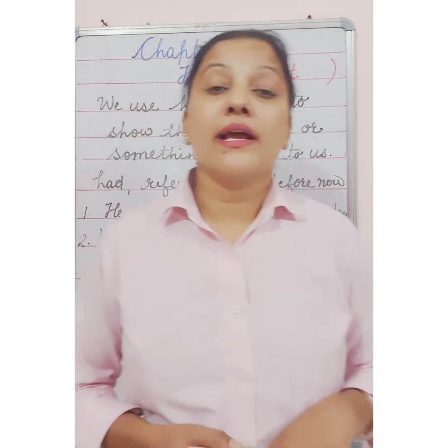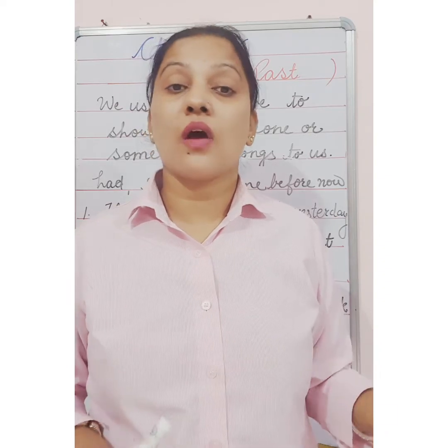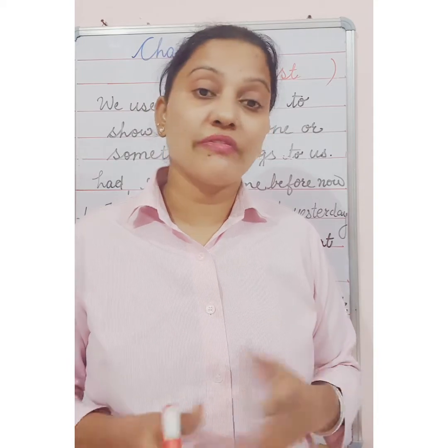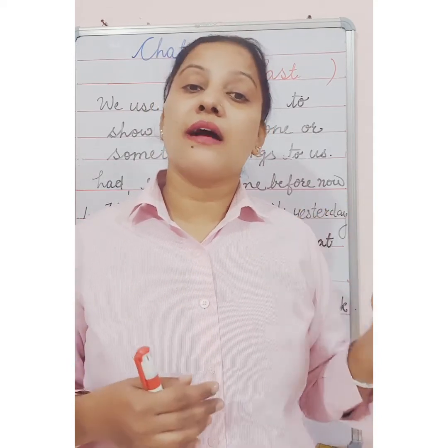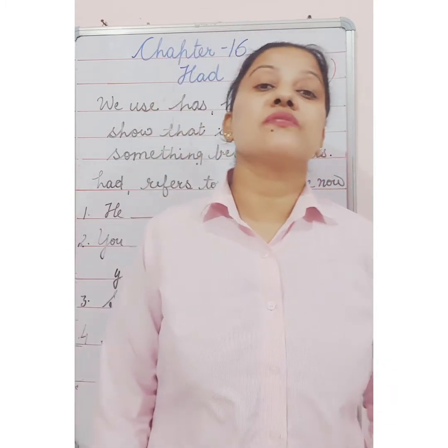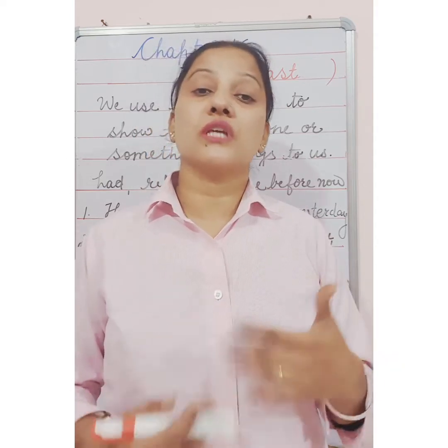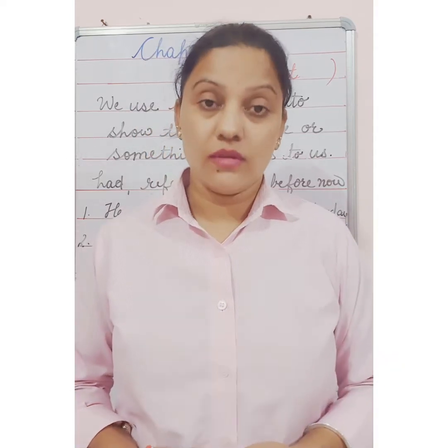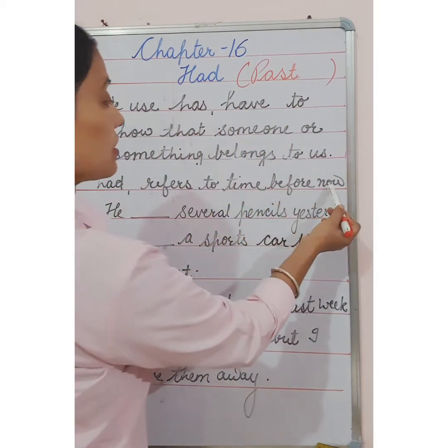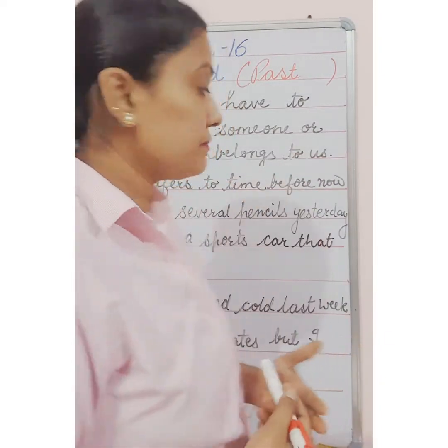Okay. I had a white dress last year, but now I have given it to my friend. Means I don't have it now, I have given it to my friend. Means I had it last year, now it is not with me. Clear? So had we use when we are talking about the time which is gone, the things which I was having earlier but not now. Clear? Okay. So had refers to the time before now. Before now means the time which is gone, before that.